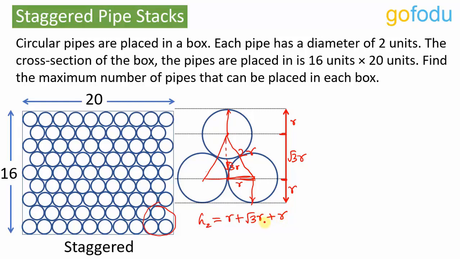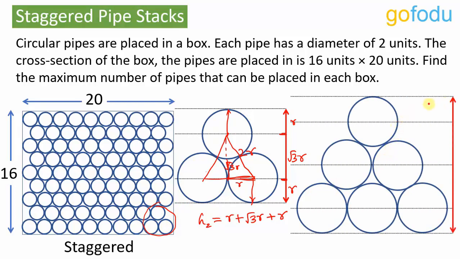Next we will focus on 3 layers of pipes. We will focus on 6 pipes, and we have to calculate the height of 3 layers of pipe. That would be R, from this center to the bottom, plus the distance between centers of 2 layers, which will again be root 3 R. Right? We can form an equilateral triangle by joining these centers, and here also we can form an equilateral triangle and we will get root 3 R. So H3, the height of 3 layers of pipe, will be R plus 2 root 3 R plus R again.